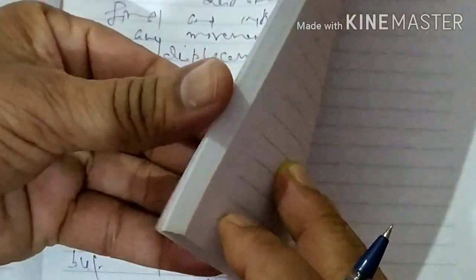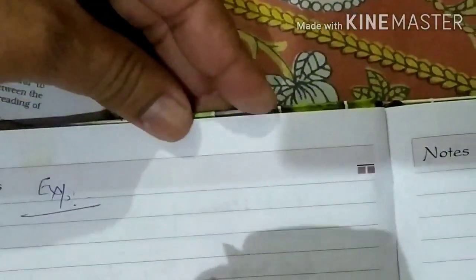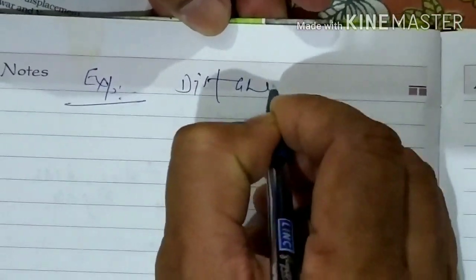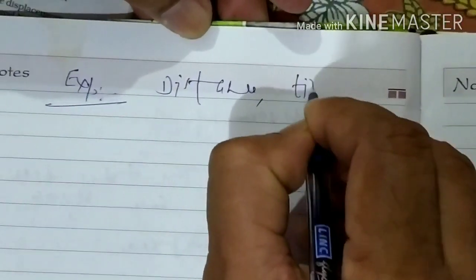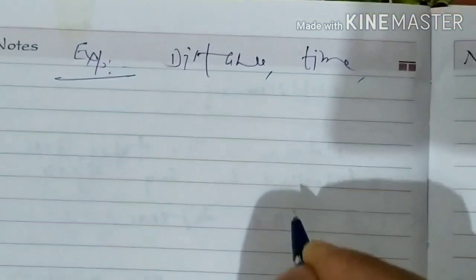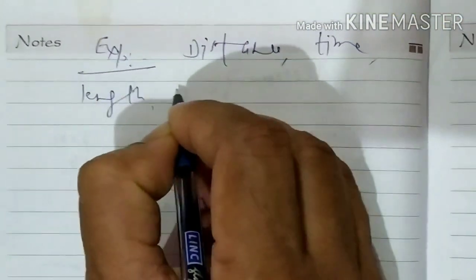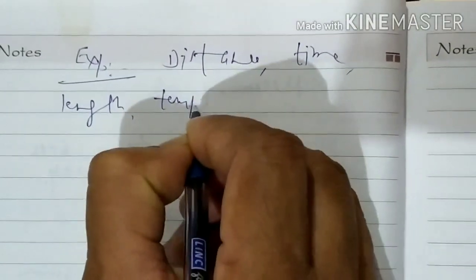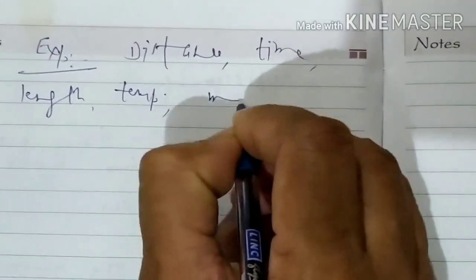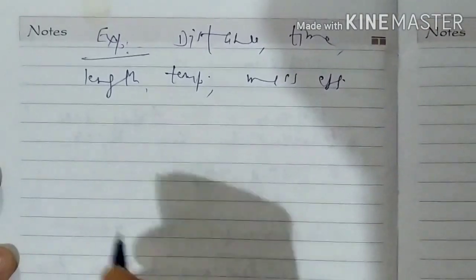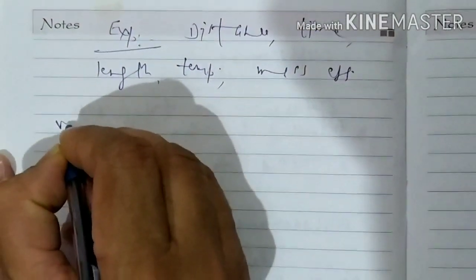For example, distance, time, length, temperature, mass, etc. Let's start vector quantities.